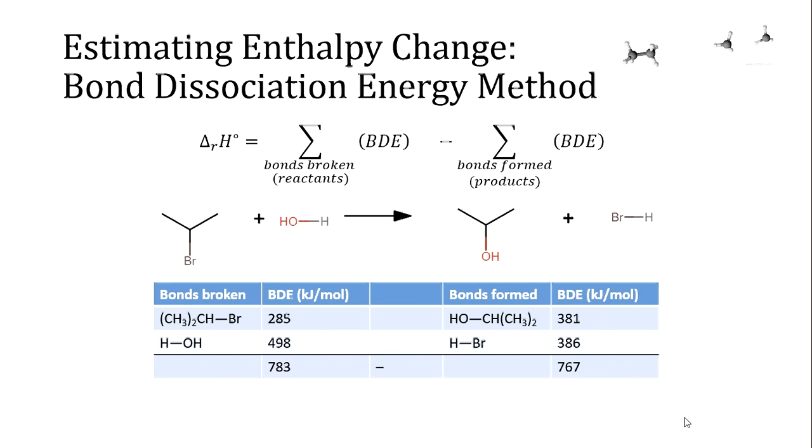There are 2 chemical bonds broken, the bond between the carbon and the bromine in 2-bromopropane, and the bond between hydrogen and oxygen in water. And their bond dissociation energies are listed there, the 285 and 498, and they add to 783. 2 bonds are being formed, an oxygen-carbon bond in 2-propanol and a hydrogen-bromine bond in hydrogen bromide, and they add up to 763 kilojoules per mole. The difference between those is 16 kilojoules per mole.